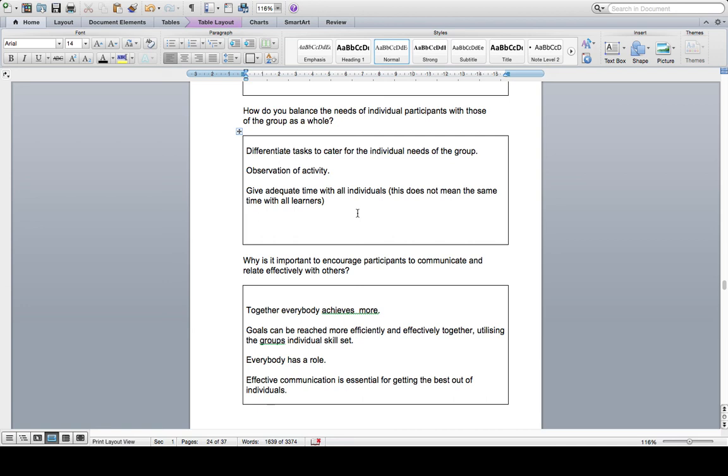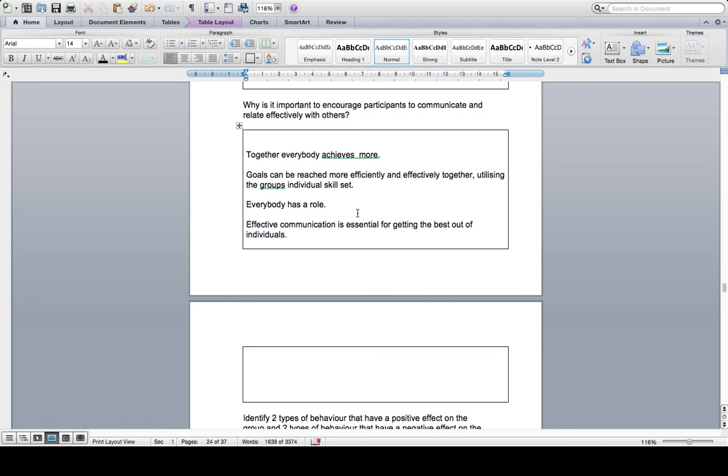Observation of activity, you'll be able to see individuals that might need more help than others, as we've just said in the previous box, and you'll be able to highlight not higher risk, but people that have higher needs than others, and then you'll be able to go in and focus on them as well as the group as a whole as well. Okay, and it goes on to say about give adequate time, as we mentioned above.